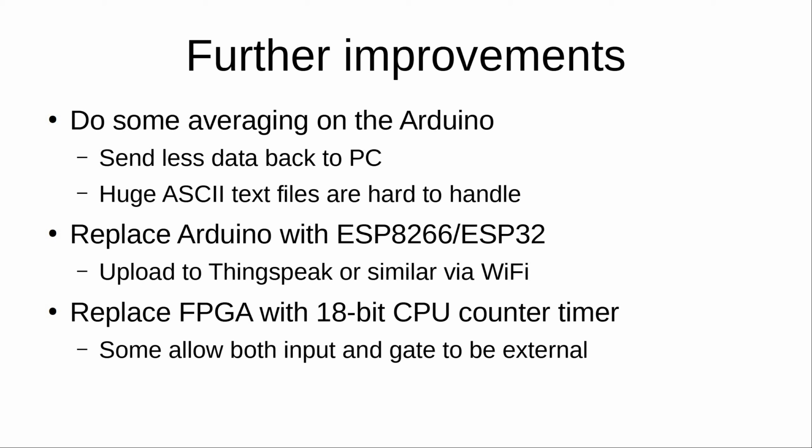One other option, which is probably worth pursuing, is to look at replacing the FPGA with an 18-bit or more counter. 18 bits is the minimum you would need to count to 200,000 thereabouts. And some CPUs allow you to use both an external gate and an input. So you could put the 10 megahertz in and use the 50 hertz signal as a gate signal to trigger the count to be latched and reset a new one.